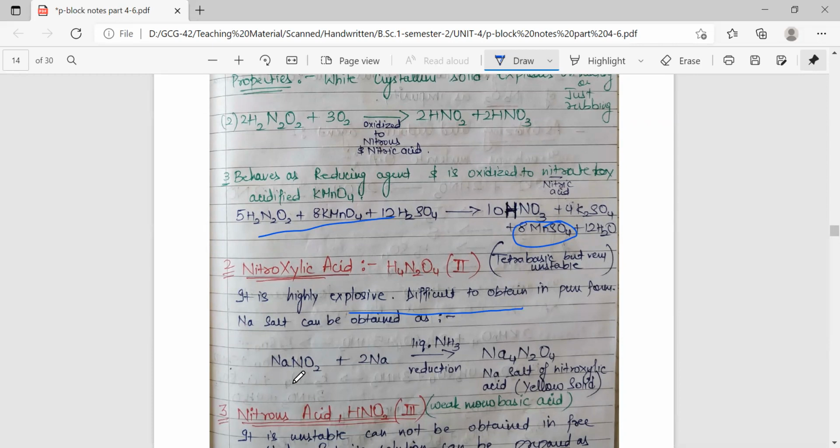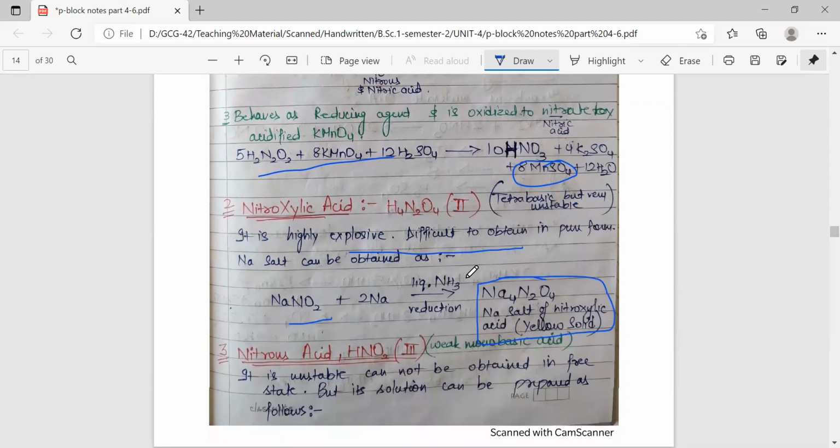When it is reacted with sodium in liquid ammonia, it will undergo reduction and we will get the corresponding sodium salt of nitroxylic acid, which is yellow in color. So this is a mixture of alkali metal and liquid ammonia. Here liquid ammonia is acting as a non-aqueous solvent. When we dissolve any alkali metal or alkaline earth metal in this liquid ammonia, we get highly reducing solutions which can reduce almost anything.